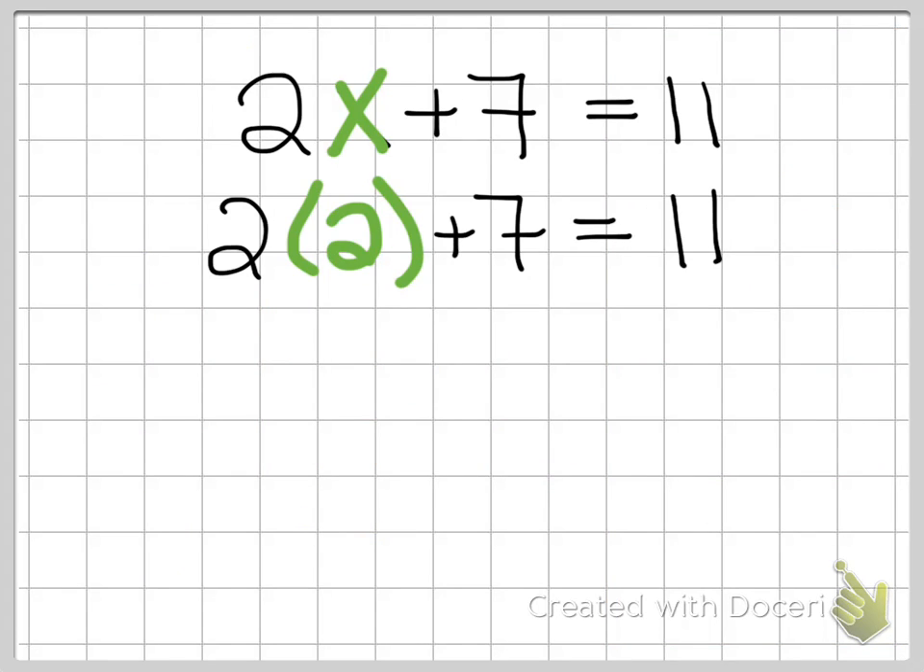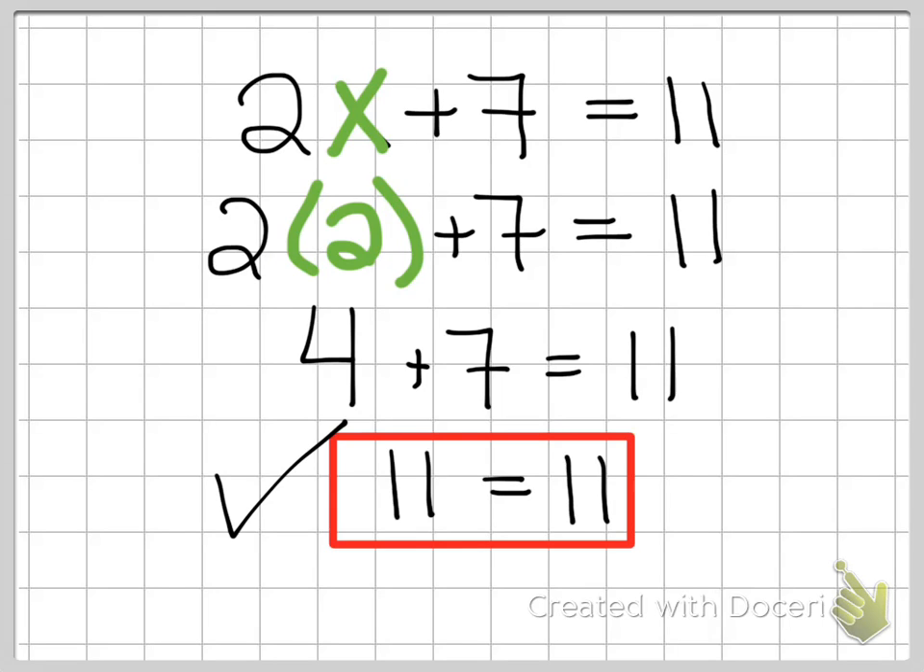2 times x increased by 7 is equal to 11. 2 times 2, which was our solution, plus 7 is equal to 11. 2 times 2, 4, plus 7, you can see is 11. So in fact, we maintained our equality, and 2 is the solution that x was.